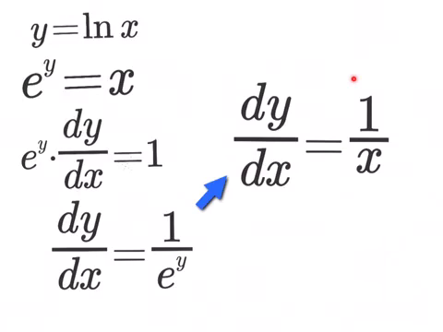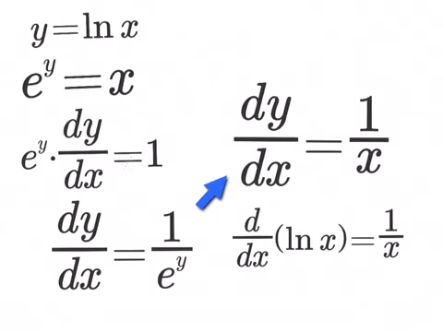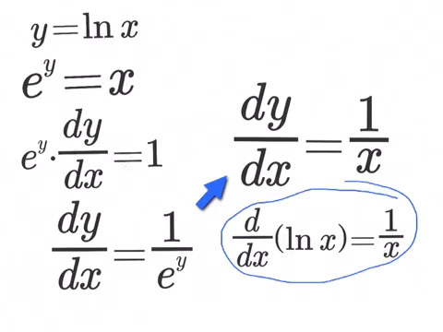Or more succinctly, the derivative of the natural log of x is equal to 1 over x, which is pretty amazing because if you look at this, this links together logarithmic functions, which are related to exponential functions, with rational functions. These functions are much more related than you ever thought they were.